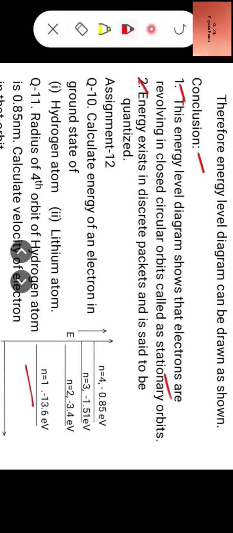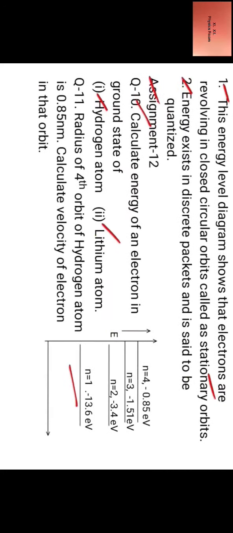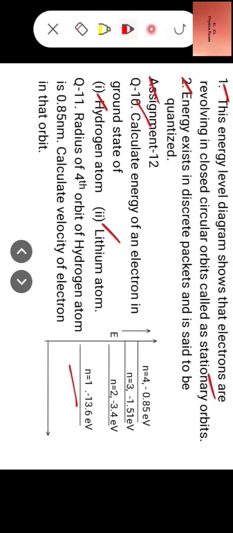Now assignment 12 continued. Question number 10. Calculate energy of an electron in ground state of hydrogen atom. Number 2, lithium atom. Question number 11. Radius of fourth orbit of hydrogen atom is 0.85 nanometer. Calculate velocity of electron in that orbit.